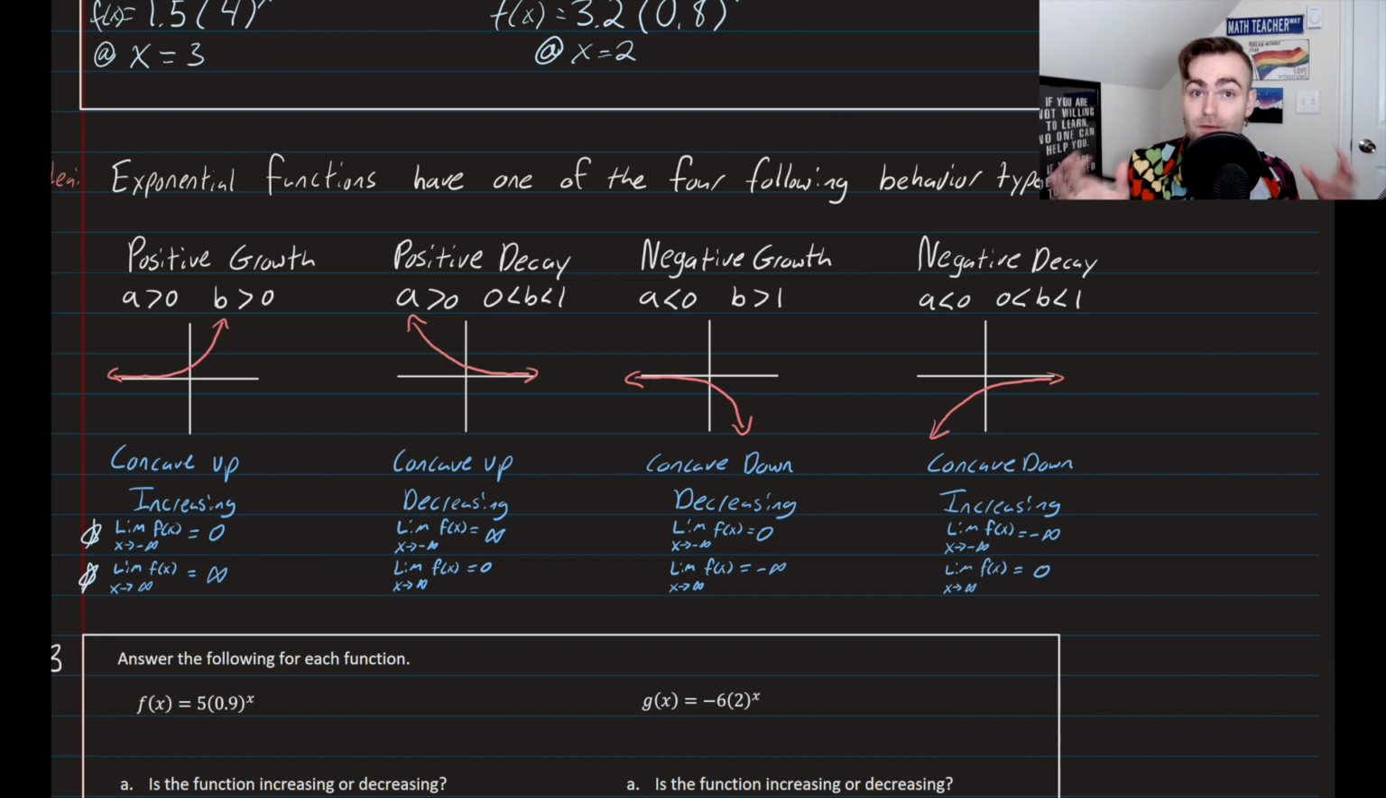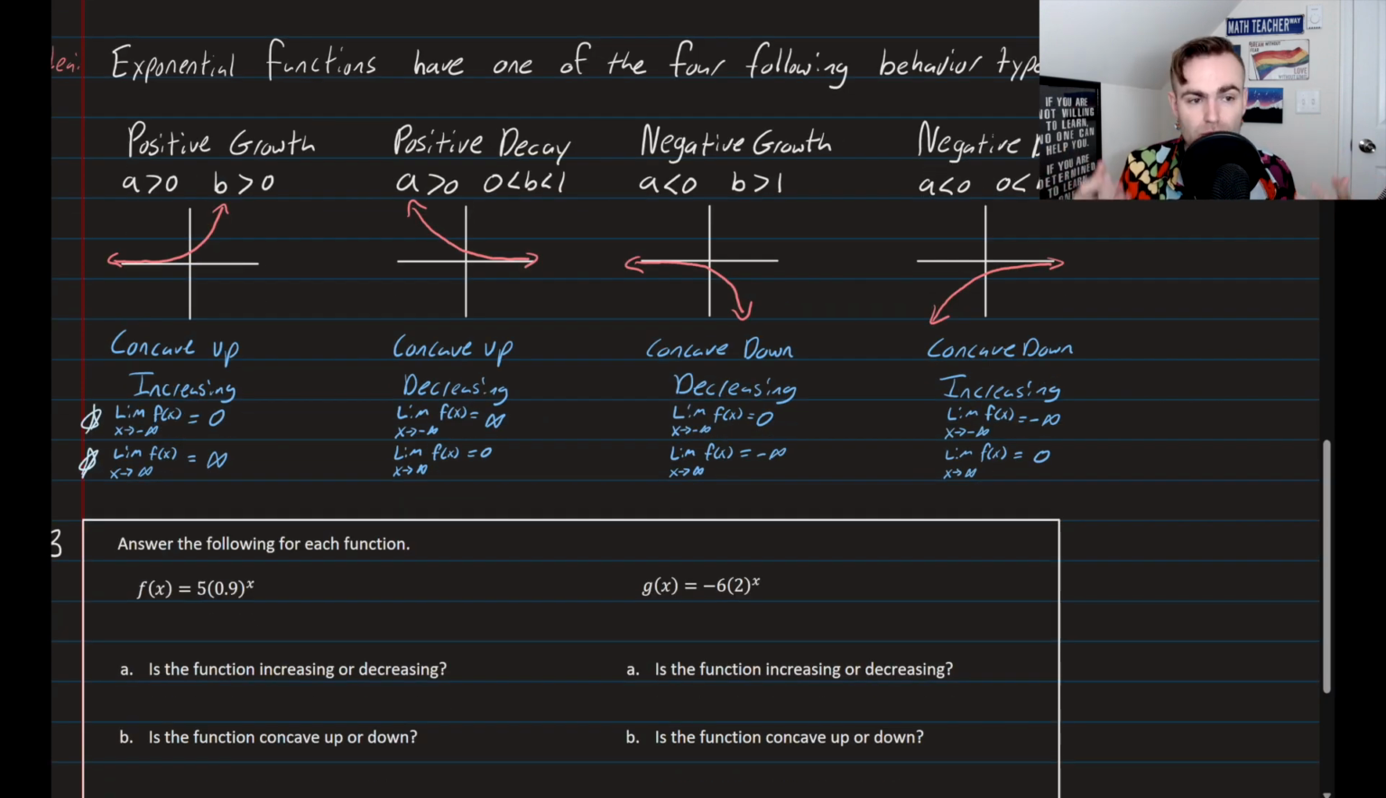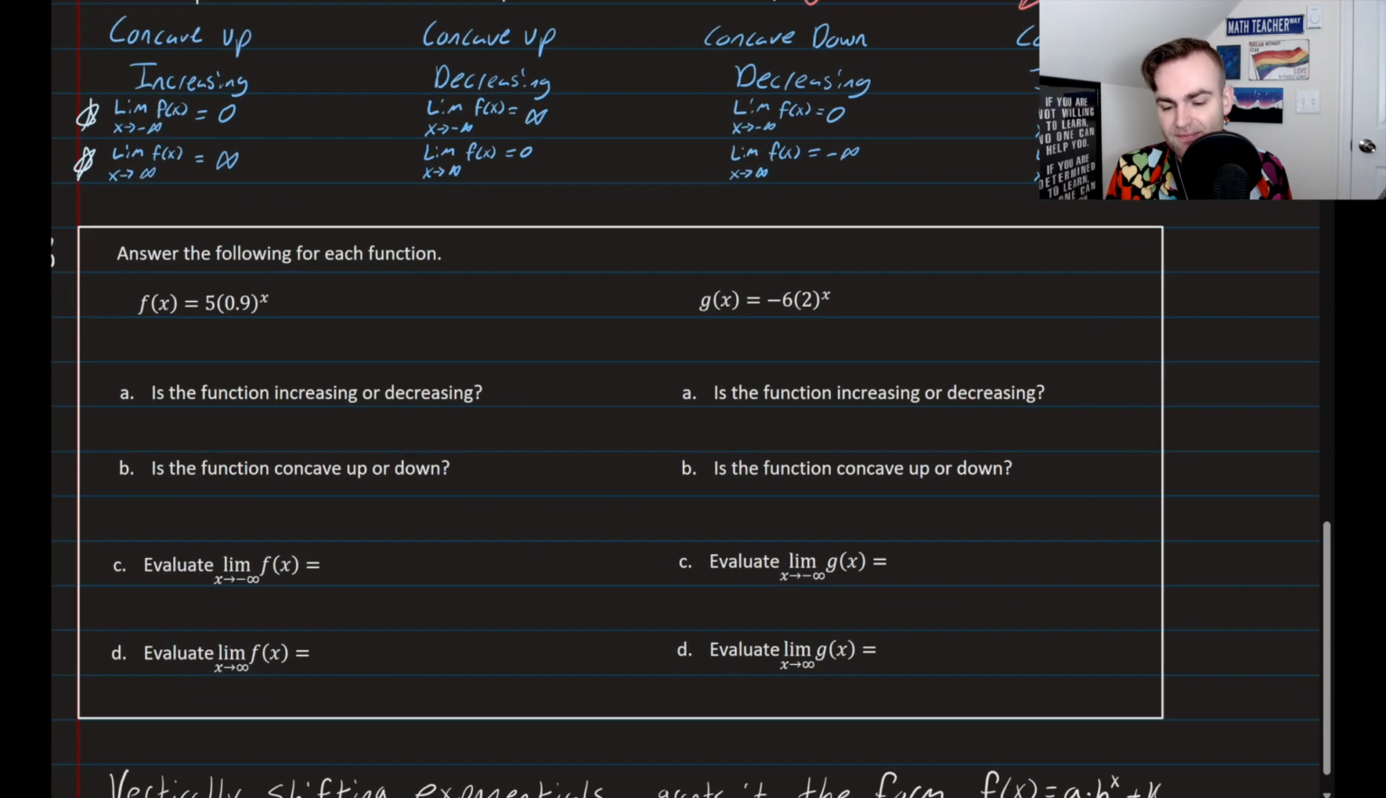That is that. So those are the 4 behavior types, and those are what I call them. I don't know if they're known colloquially or commonly as that, but for me in my class, this is perfectly fine to describe them this way. Let's use what we know now about these behaviors to analyze some functions.